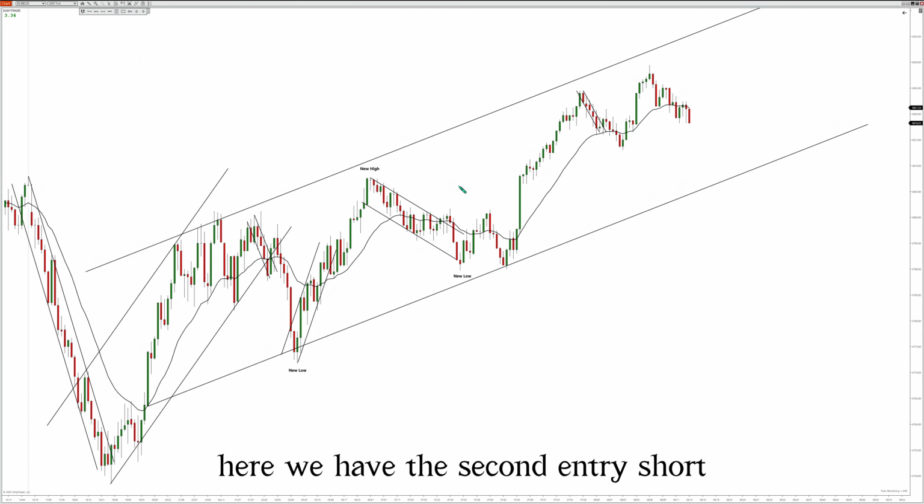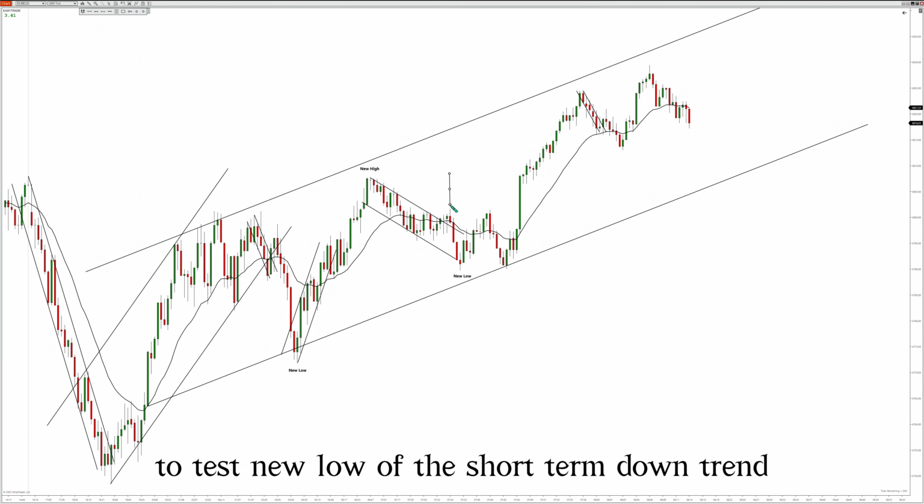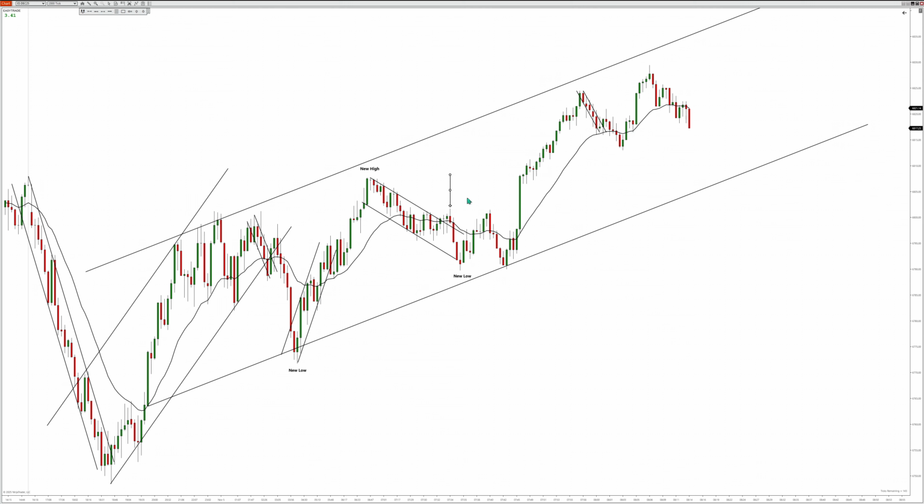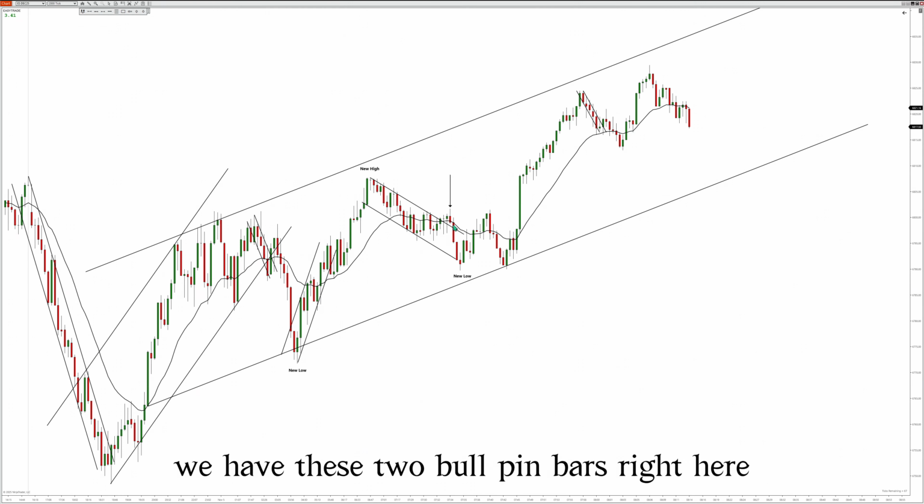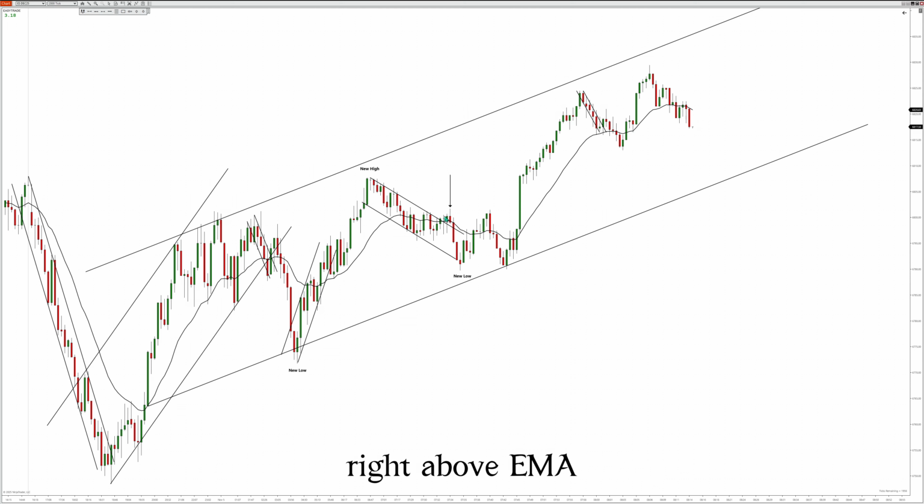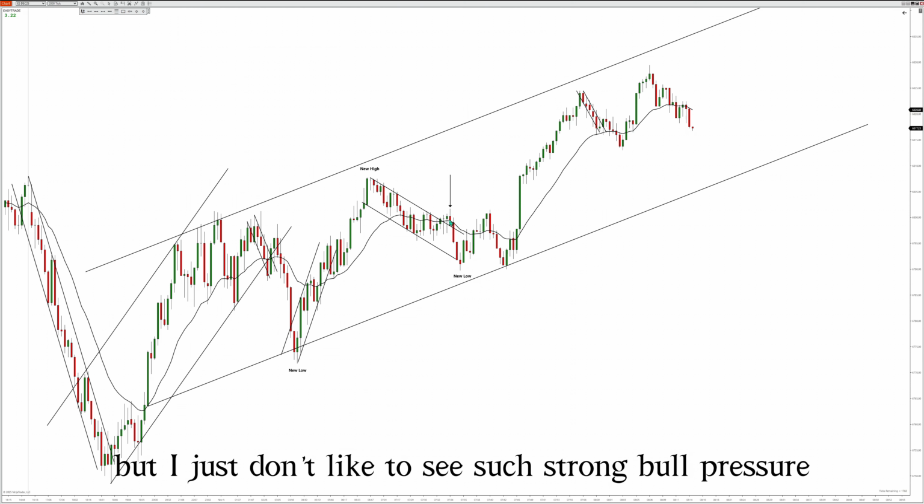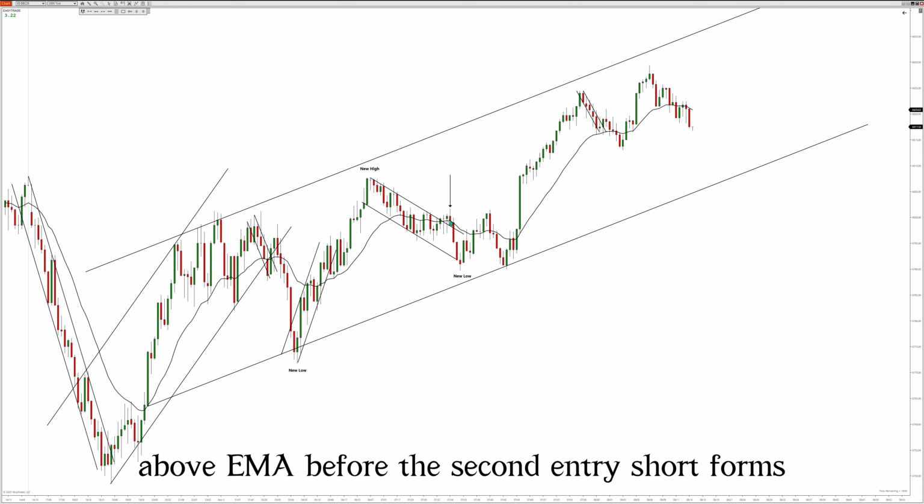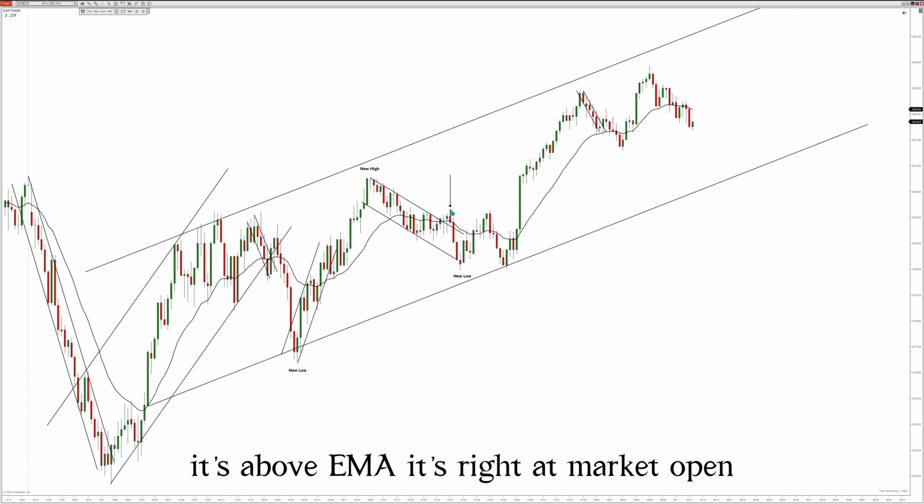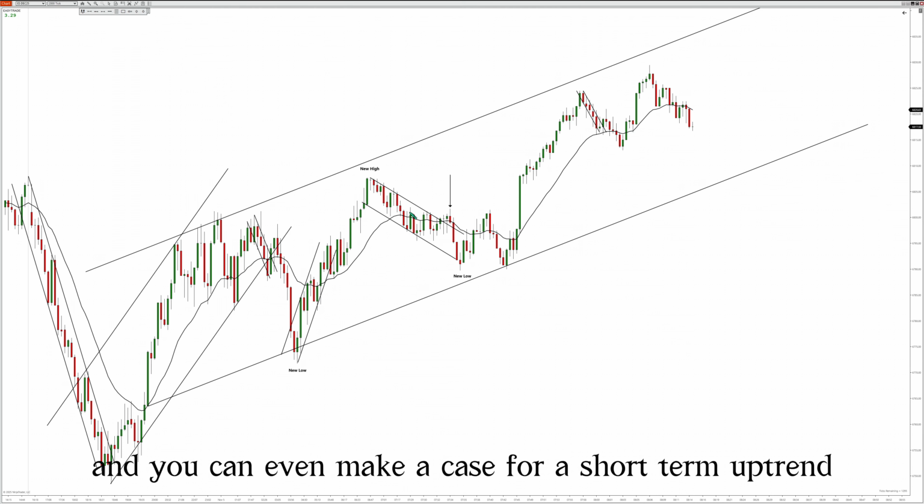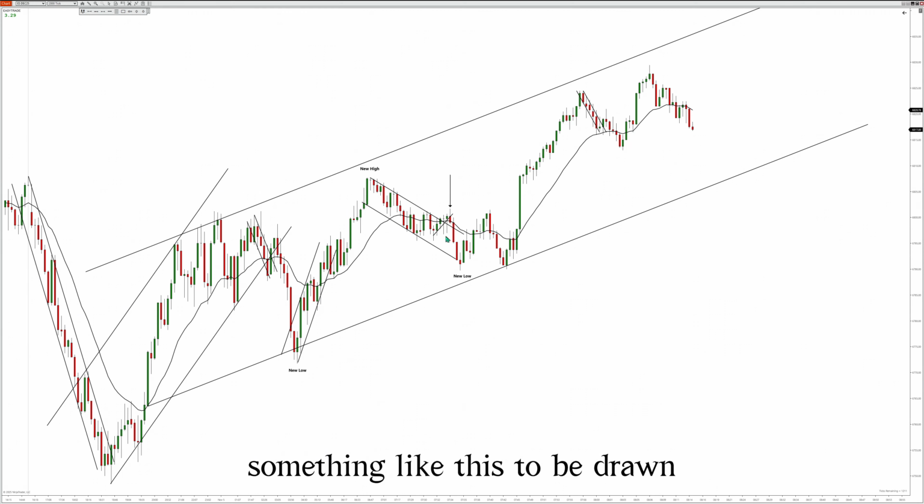We have the second entry short to test new low of this short-term downtrend. But as you can see, we have these two bull pin bars right here, right above EMA. This downtrend does need to create new low, but I just don't like to see such strong bull pressure above EMA before the second entry short forms. It's above EMA, it's right at market open, and you can even make a case for a short-term uptrend, something like this, to be drawn. And I just don't like to go short when that's still in play.